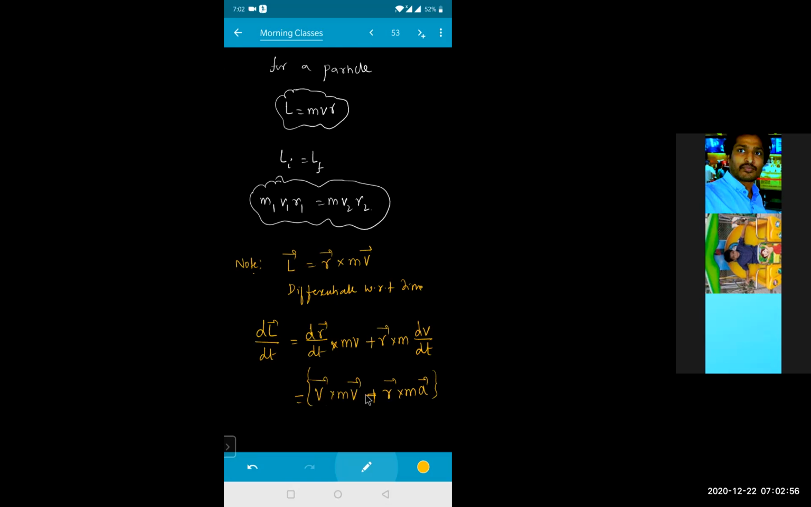Now see, what happens to v bar cross v bar? A bar cross A bar is how much? Zero. So v bar cross v bar will become 0. So that is equal to r bar cross m into a, which is nothing but force. So I can write dl by dt is equal to r bar cross F bar. What is r bar cross F bar?